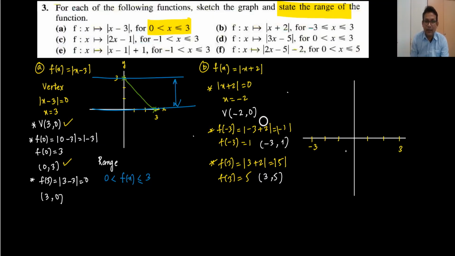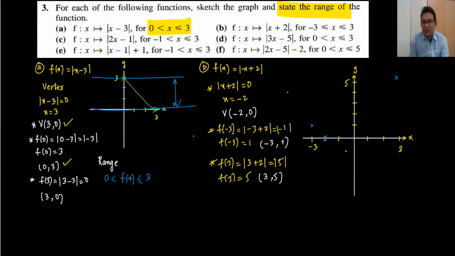The range, the value of y is 0, 1 and 5. 0, 1 and 5 means the value of y is not negative. So we can write 1, 2, 3, 4 and 5. So this is y and this is x. Now we have to put the coordinates. (-2, 0) is here. This is (-2, 0). (-3, 1) is coming here. And (3, 5) is coming here.